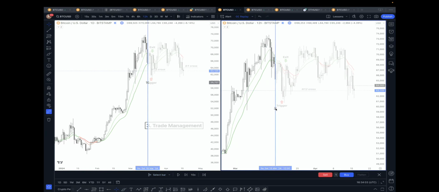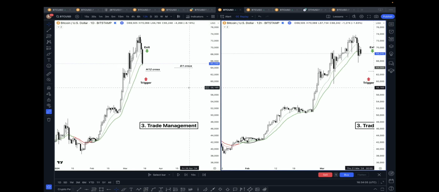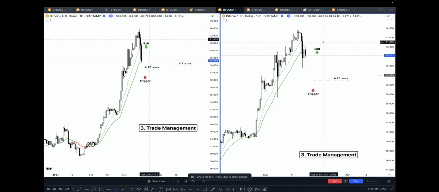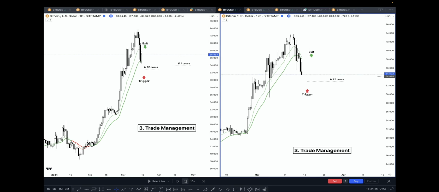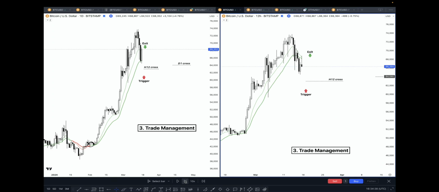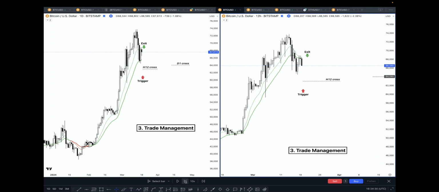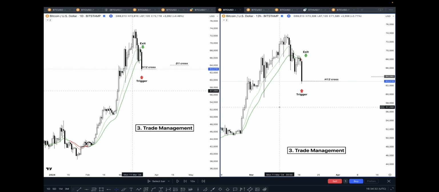So if I go back here and we look at this playing on a daily on the left-hand side and a 12-hour on the right-hand side. The idea being you drop down one time frame and the 12-hour is going to show you the early sign of weakness, so that you can wait for the 12-hour to be bearish and then exit on the bounce. I'll play this through so you know what I mean. Right, let's wait for the 12-hour to go red. It goes red here. Right, after this close.